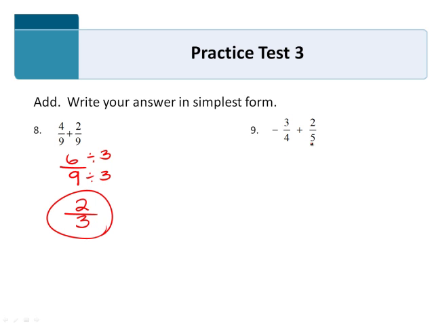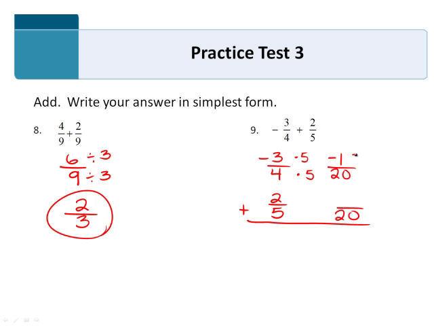Now, these do not have a common denominator, so I'm going to set them up vertically so I can remember to come out here and get that common denominator. So for 4 and 5, the common denominator would be 20. Okay, 20 divided by 4 is 5. So if I multiply the numerator, -3 times 5 is -15. And then on the bottom fraction, 20 divided by 5 is 4. So 2 times 4 is 8.